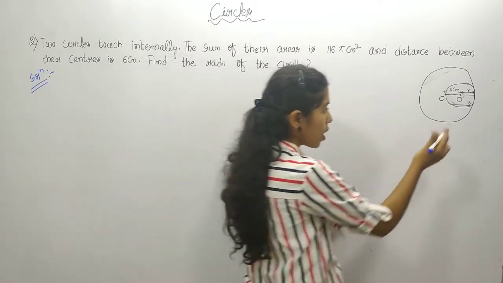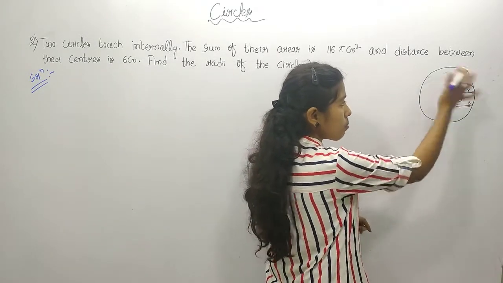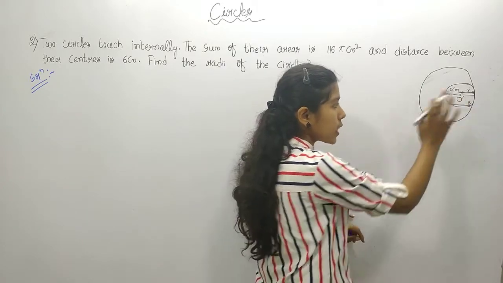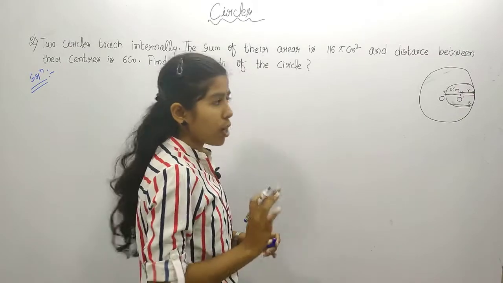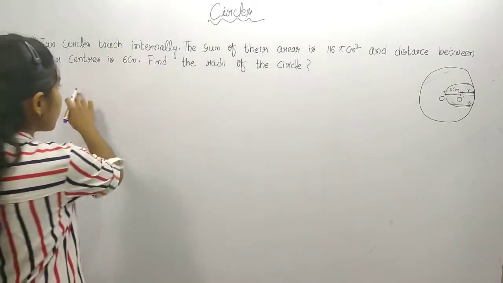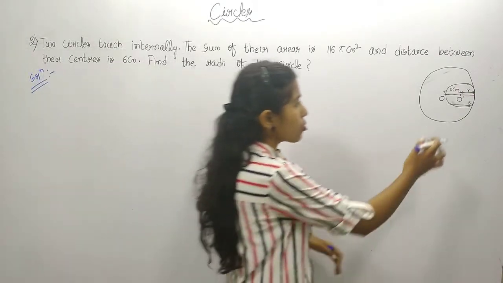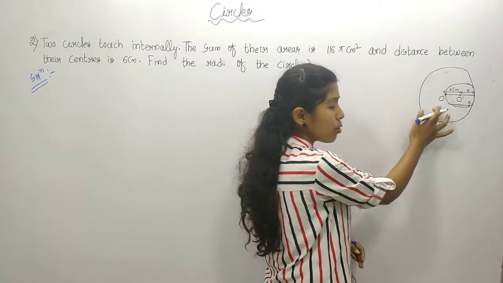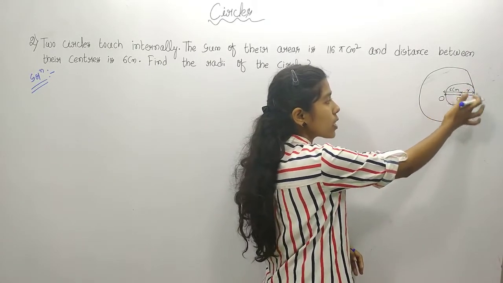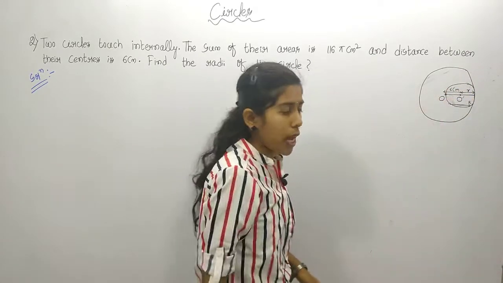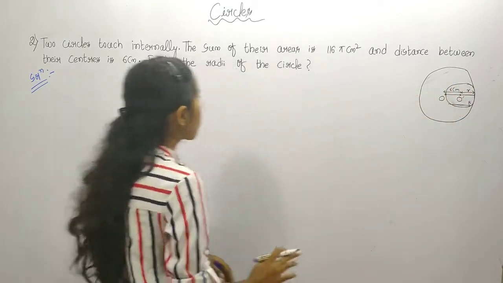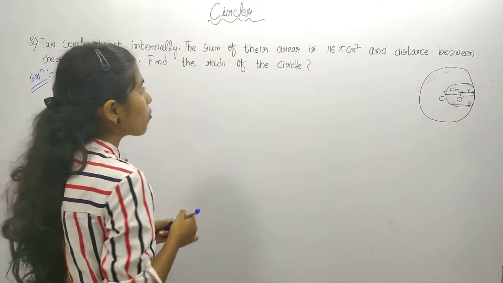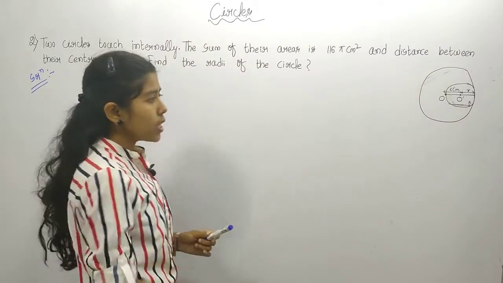Here you see, I have taken the big circle radius as capital R and the small circle radius as small r, and the distance between their centers is 6 cm. So this is the big circle center, which is O, and the small circle center is O dash. So the distance between their centers is 6 cm. Okay. So what you have to find? You have to find the radii of both the circles.